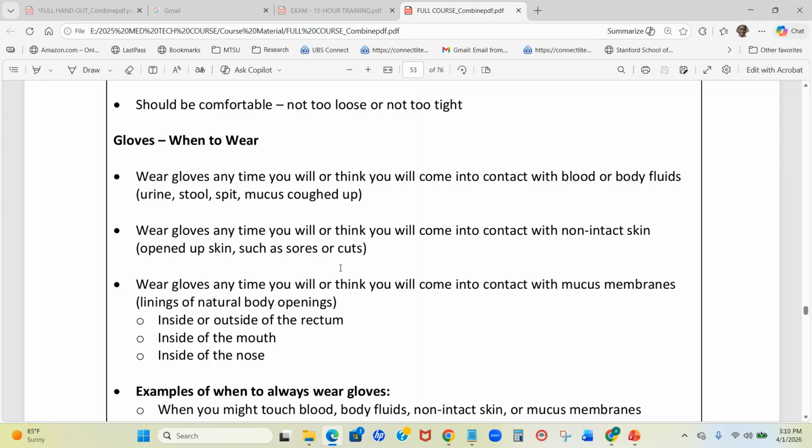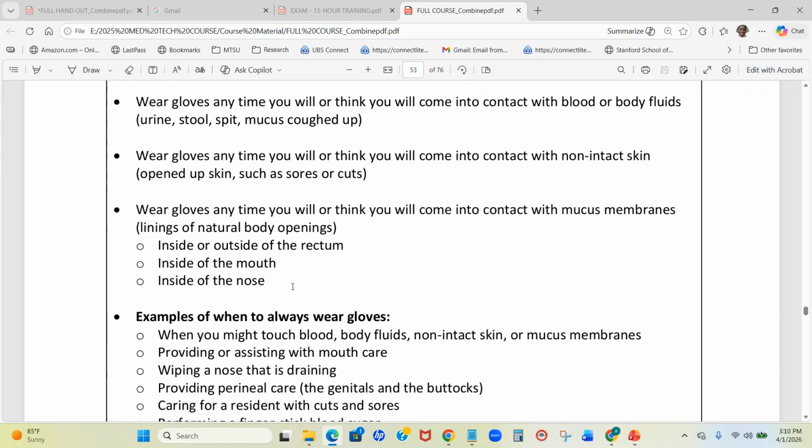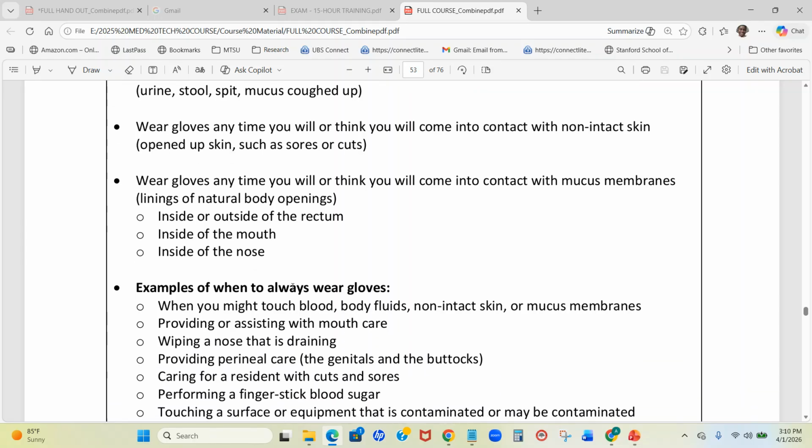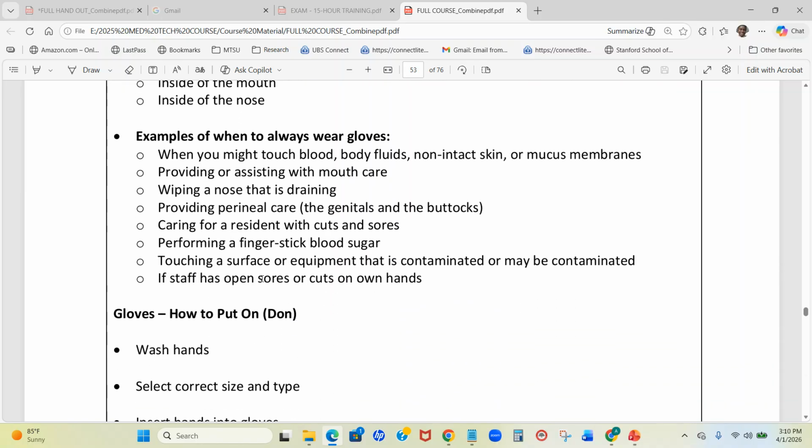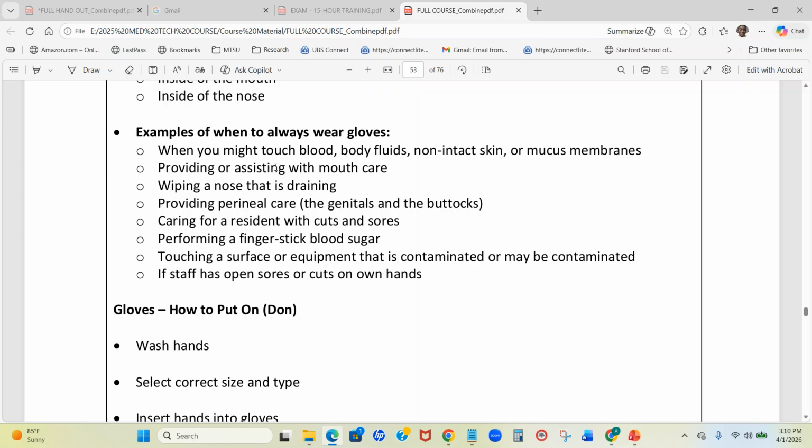Wear gloves anytime you think you will come into contact with non-intact skin, like sores, cuts, wounds, whatever. Wear gloves anytime you think you will come in contact with mucous membranes, the linings, such as the rectum, the mouth, the nose. Some patients may have nasal sprays. Just put on gloves.